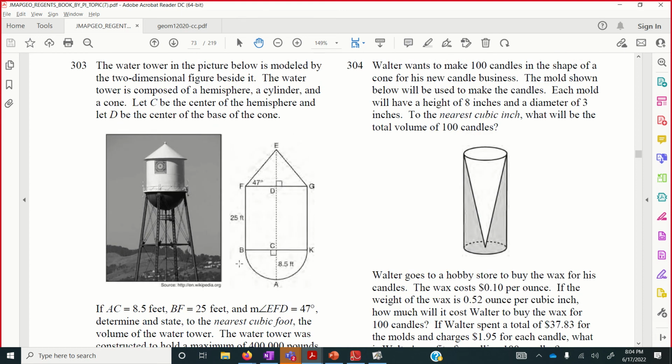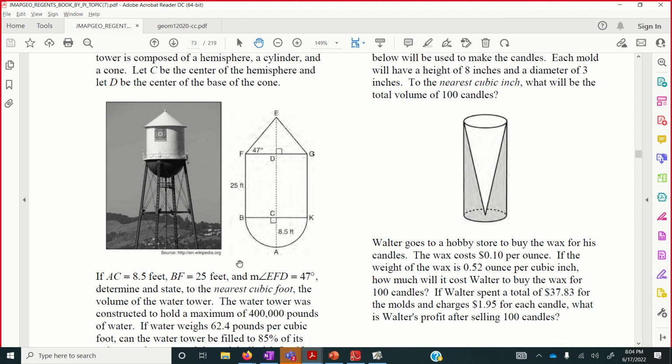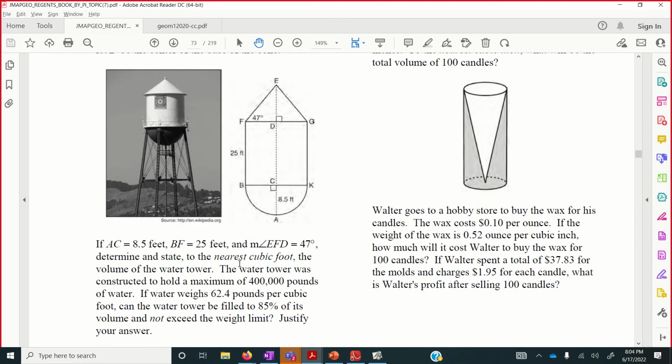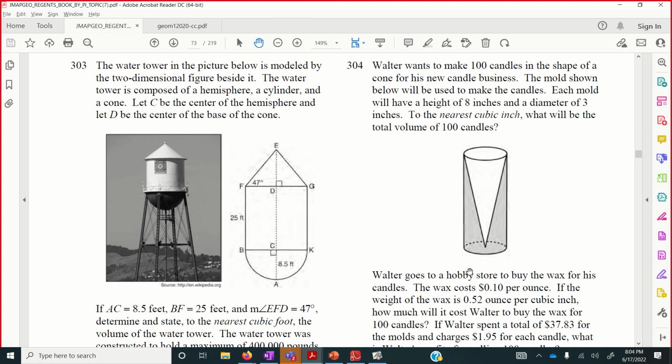The water tower in the picture is modeled by a two-dimensional figure beside it. The tower is composed of a hemisphere, a cylinder, and a cone. You guys did this on a test this year, by the way. This question was also, I believe, a six-pointer with the candles.